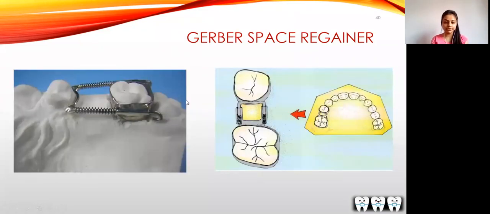So this space regainer can be appreciated in these two figures, in which there is the presence of the U-shaped tube, and there is also the U-shaped rod which has entered inside the tubing, and these are the open coil springs which generate the force for the distal movement of the tooth.